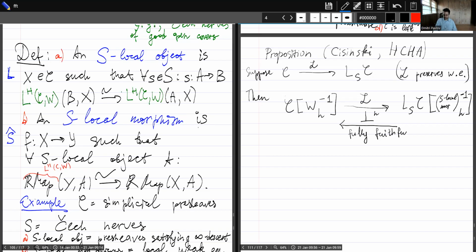Fully faithful in the sense of quasi-categories, meaning, well, one way to say it is it induces a weak equivalence on all mapping simplicial sets. And this is the usual quasi-categorical definition that you have a full subcategory and the inclusion functor has a left adjoint. So that's what is known as a reflective localization of infinity-one categories.